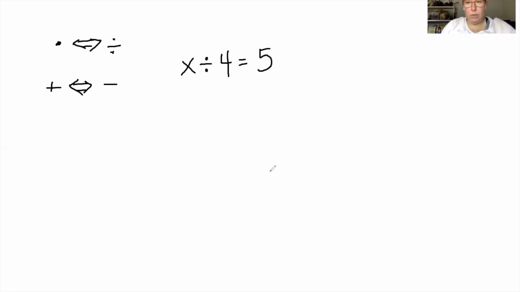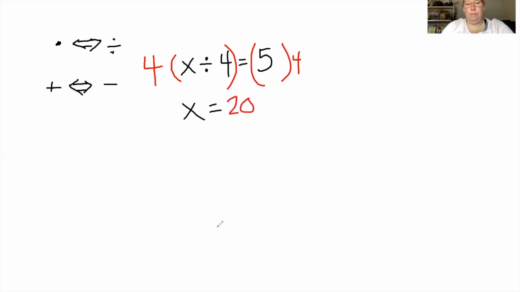So for example, we see x being divided by 4, and that equals 5. Well, we go over here, we see that the opposite of divide is times. So I'm going to times both sides of my equation, this side by 4, this side by 4. So if I times this side by 4, it's going to give me my x all by itself. And then if I do 5 times 4 on the other side, I'm going to get 20.